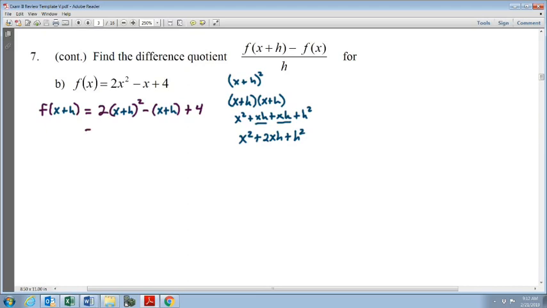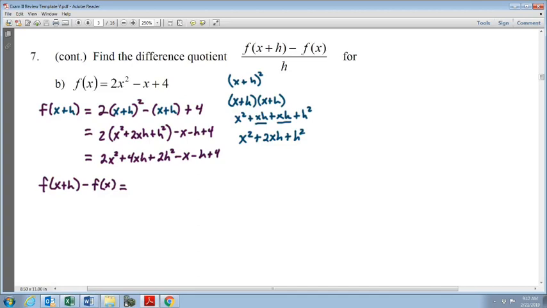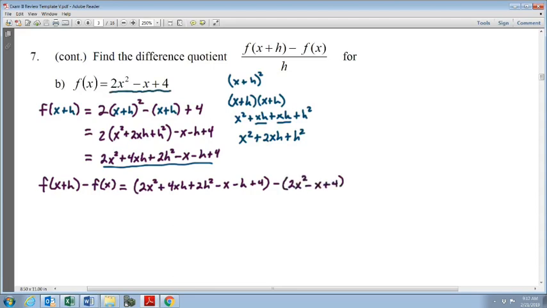And now we can go ahead and plug that in. It'll be 2 times that. Let's go ahead and distribute the negative on the x and the h and bring down the 4. And we need to distribute here. And then again, bring down the minus x, the minus h, and the plus 4. And so that's f of x plus h. So now let's do that minus f of x. So we just found f of x plus h. That's this part here. Minus, let's see, this is f of x up here, so that's what we're subtracting.